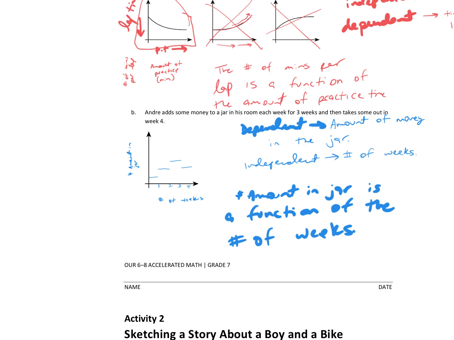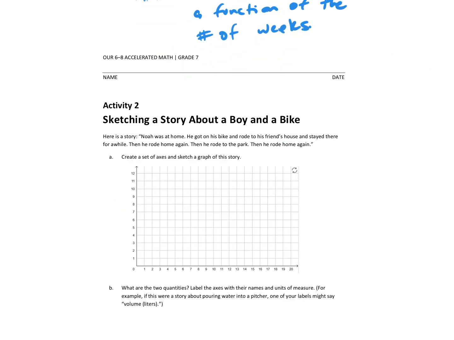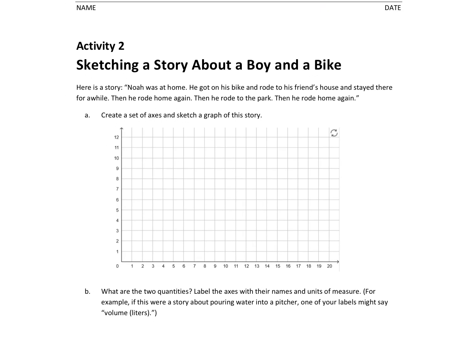All right, last but not least, let's move on to the next activity. So here's a story. It says Noah was at home. He got on his bike and rode to his friend's house and stayed there for a while. Then he rode home again. Then he rode to the park, and then he rode home again.